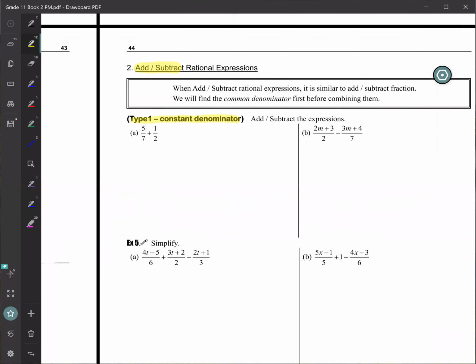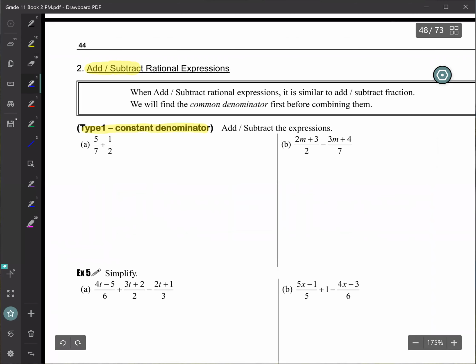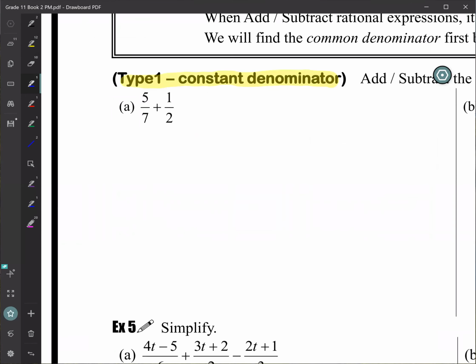So let's start with a constant denominator. We'll review how we used to add fractions. It's the same idea. Like over here, we have 5 over 7 plus 1 over 2. So Marcus, how do we add those two together? Wouldn't you change the denominator to the same? So like over 14? 14, very good. So you need to get a common denominator first. In this case, it's 14, because 14 can factor into 7 and 2. So it includes both factors.